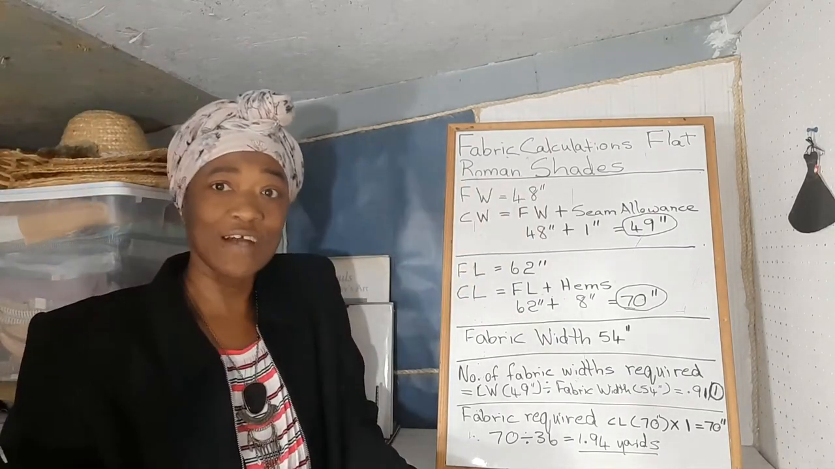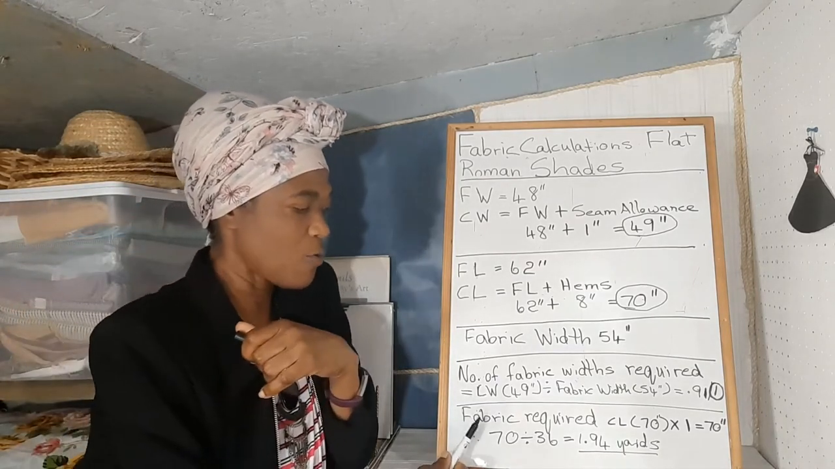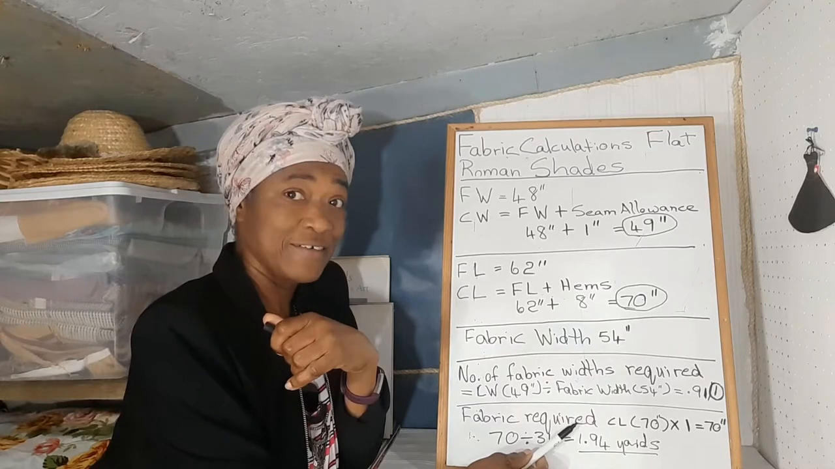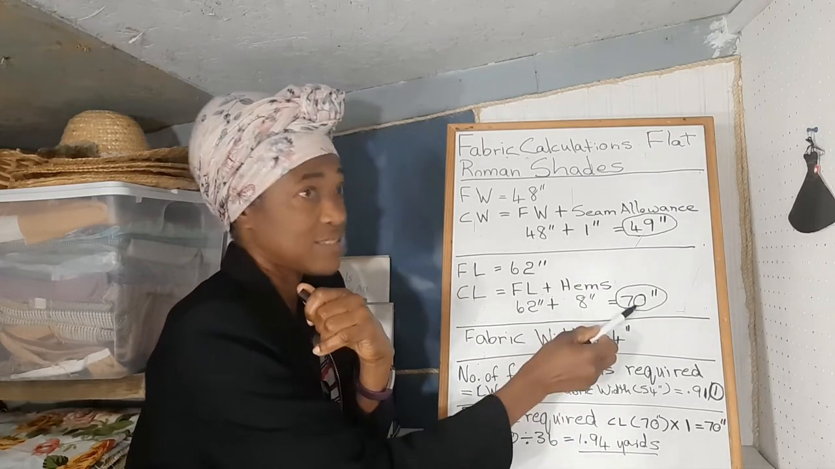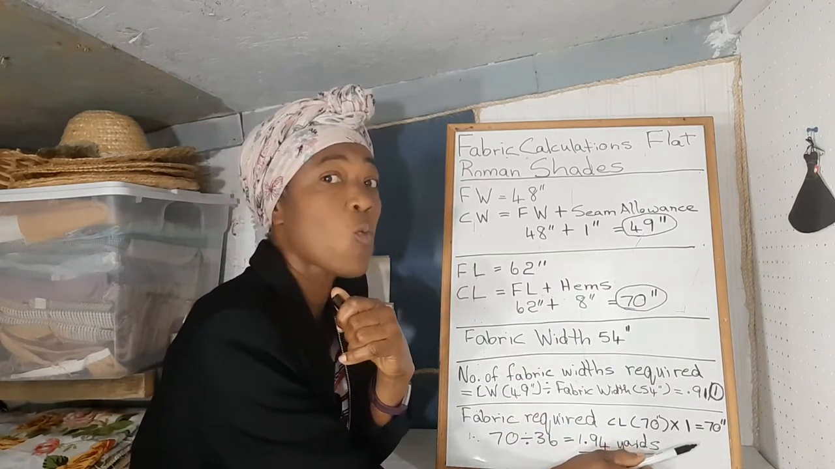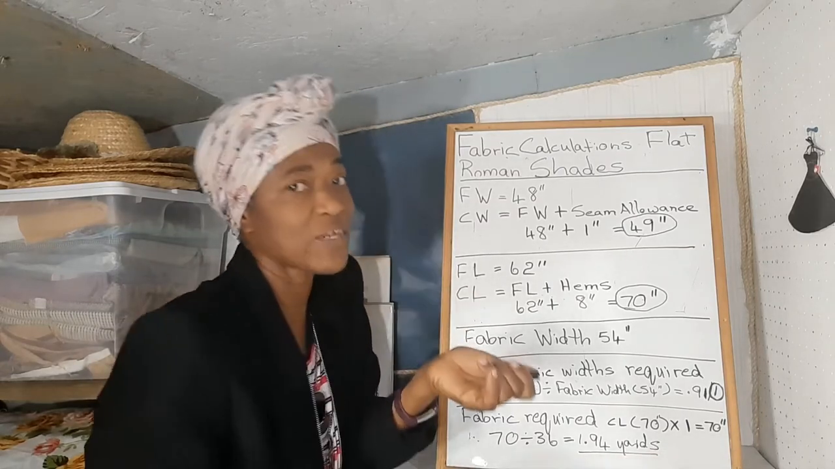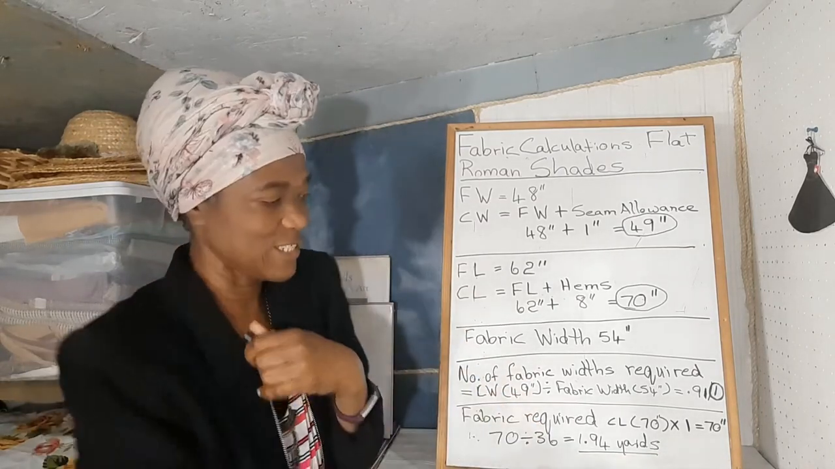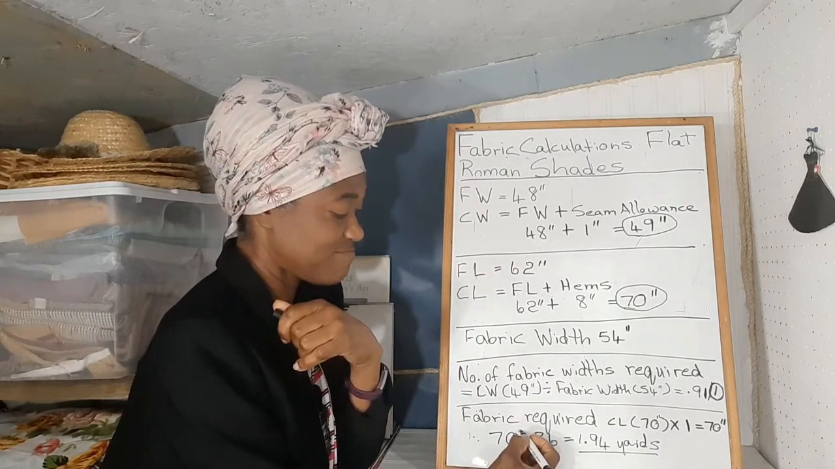So we went across the fabric, now we're going down. How many yards do we need? Our fabric required equals cut length, which is this 70 inches that we established up here, times the 1 width, which is 70 inches. 70 times 1 is 70 inches, okay? So we take that 70 inches.